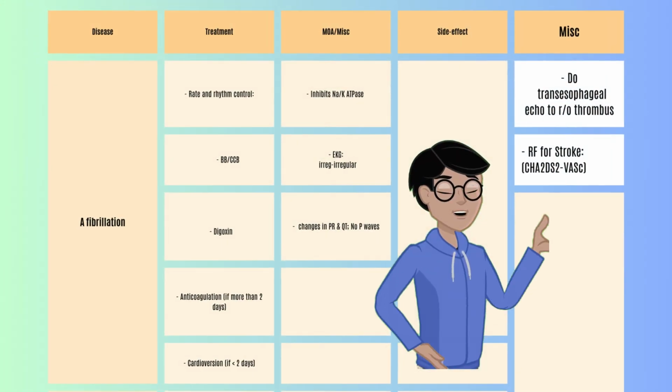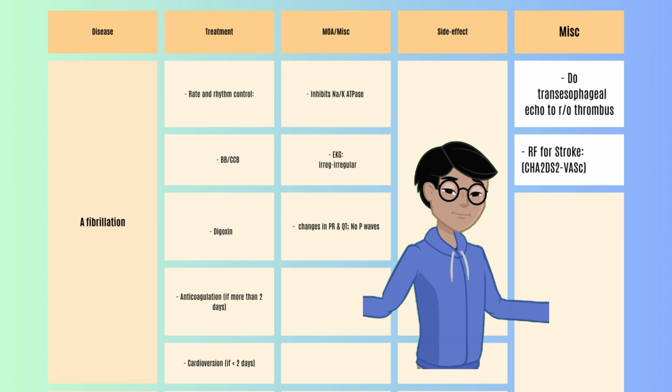You should order a transesophageal echo to rule out a thrombus. You should calculate the risk of stroke with the CHA₂DS₂ calculator.